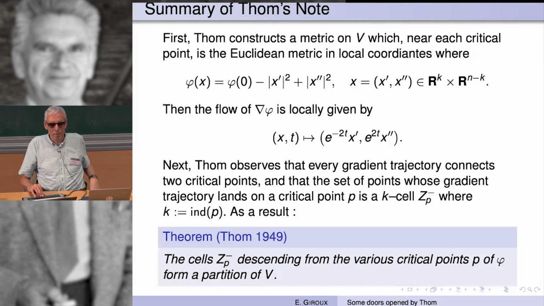And next, Thom observed that every trajectory of the gradient has to go from a critical point to another critical point, and that the set of points whose gradient trajectories converge to a given critical point is a cell whose dimension is exactly the index of the critical point. And so he obtained his theorem that these cells, what he calls critical cells, or let's say the cells descending from the critical points, form a partition of the manifold.